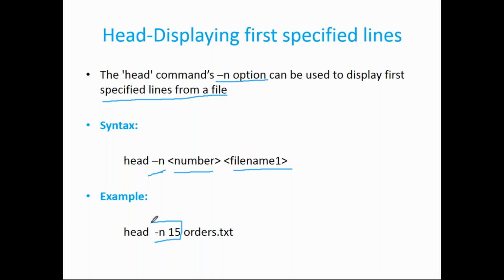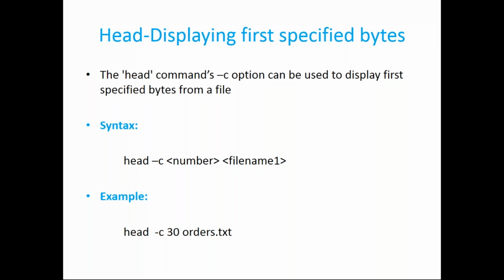So the meaning of this is I want to see the first 15 lines from this file called orders.txt. Similarly, you can use another option called -c, which is nothing but the count of bytes. It will display that many bytes from the start of your file. The syntax is -c, then the number, then the file name. For example, I want to display the first 30 bytes from this file called orders.txt.